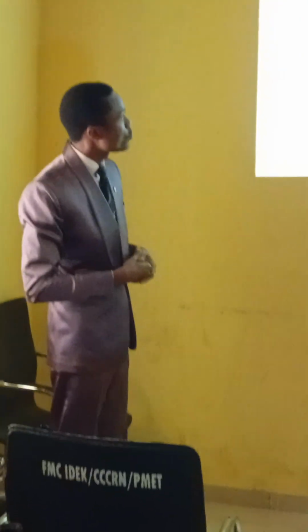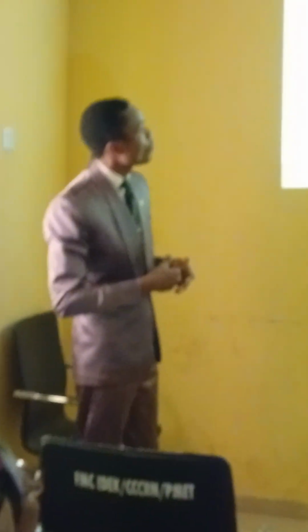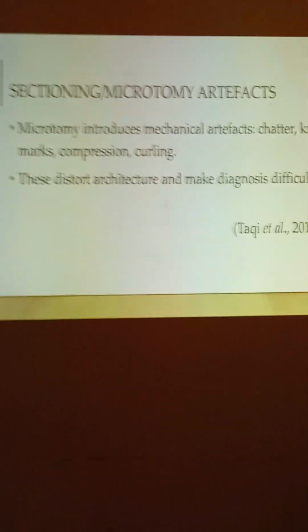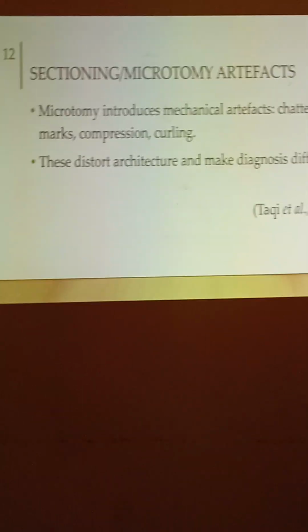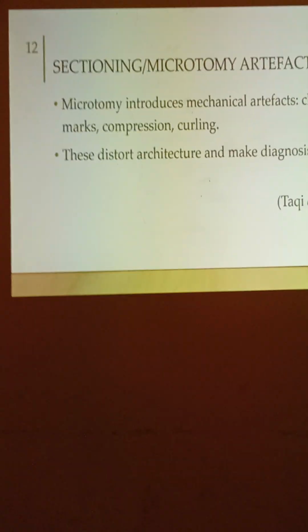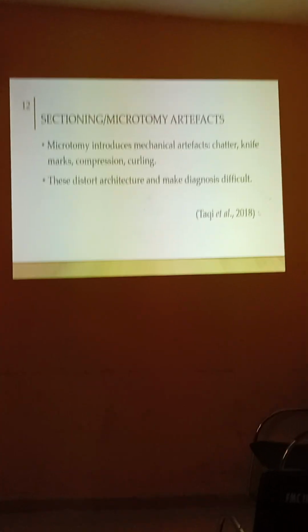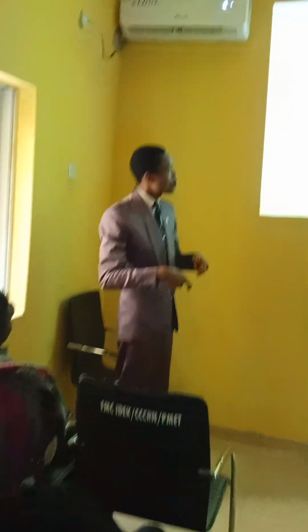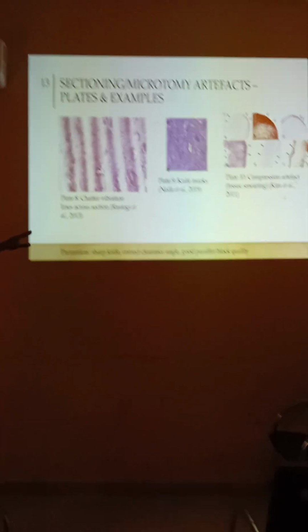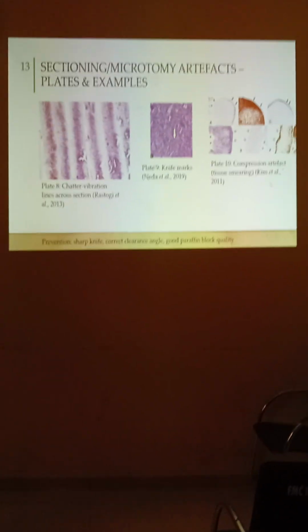You have the sectioning artifacts introduced during microtomy. You can have chatter, you can have knife marks, compression, and then coiling. This can distort the real architecture of the tissue, and it will make diagnosis very difficult. The next slide. So here, this one shows the chatter vibration lines showing like ridges.